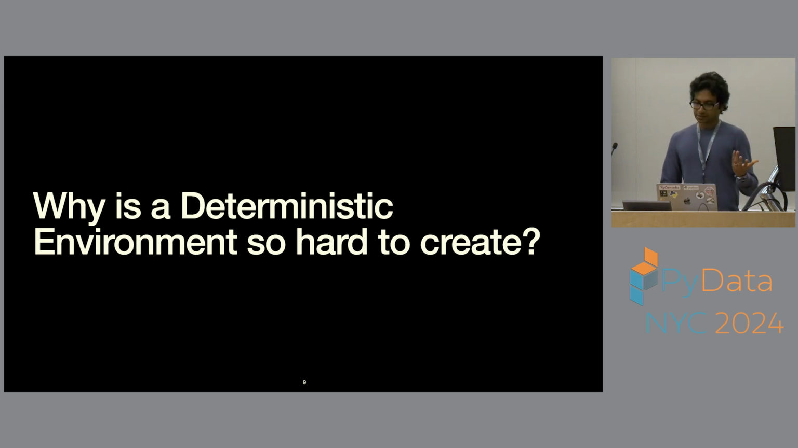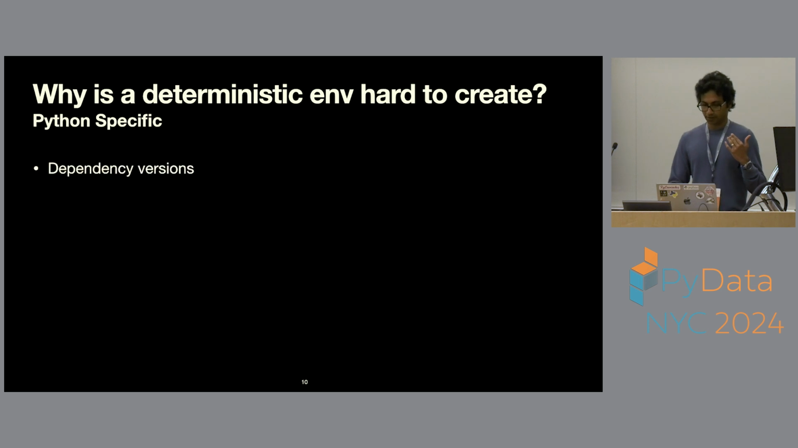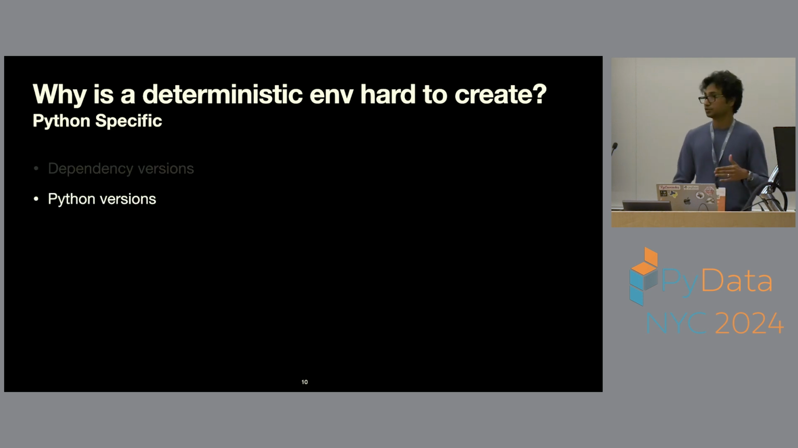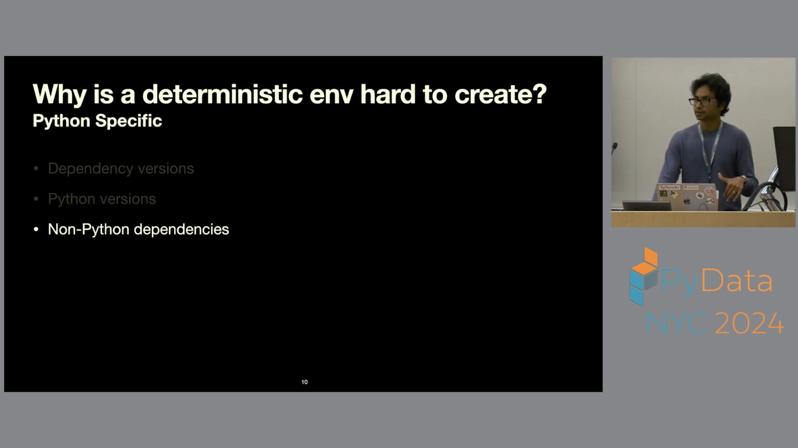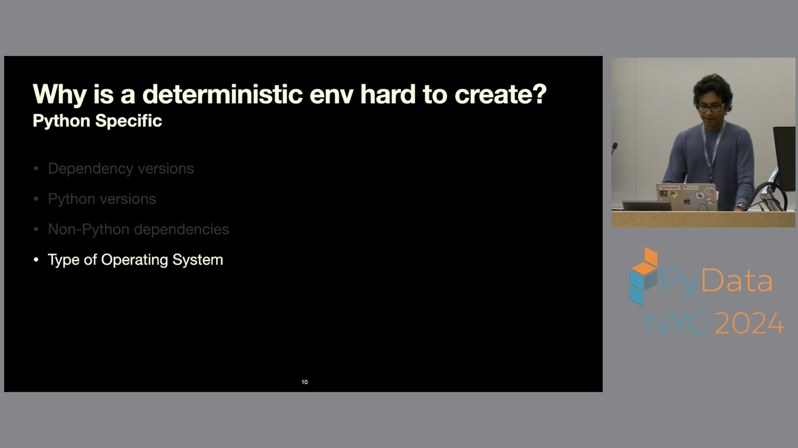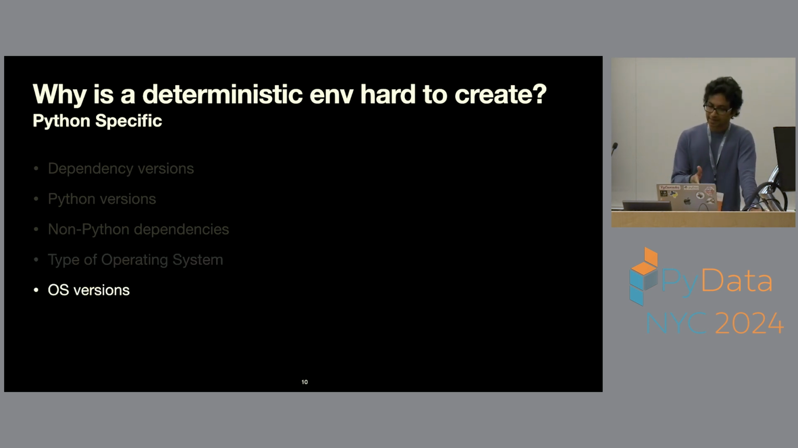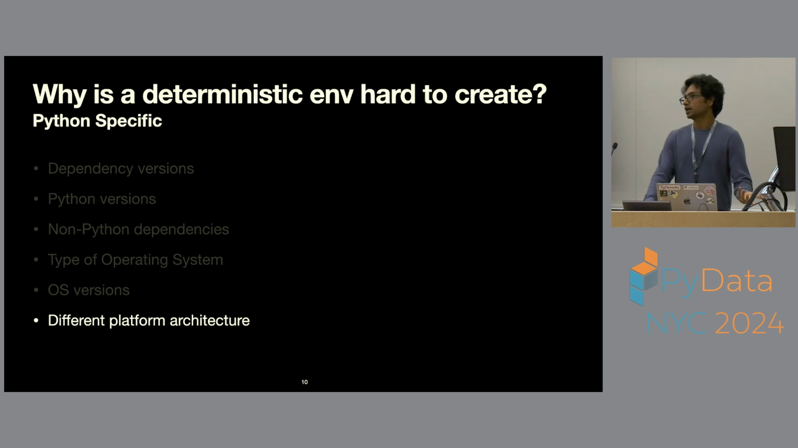Why is a deterministic environment such a hard thing to create? If you think about it from a Python project standpoint, there are dependency versions, Python versions, and non-Python dependencies, which are fairly more common in the scientific community. You have a lot of non-Pythonic dependencies, and also the type of operating system, whether Windows, Mac, or Linux. Even the versions within that ecosystem can change certain things. I actually stopped myself from upgrading my Mac before this talk, because I don't want things to break. And then also different platform architectures, like ARM, x86, and all that.